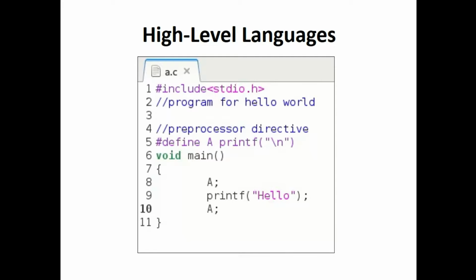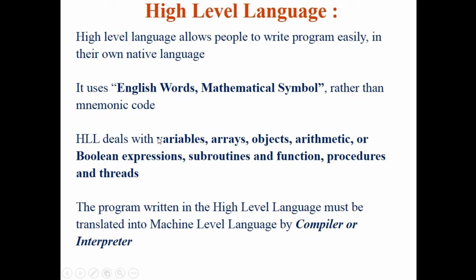So the next type of programming language is the high level language. This is an example of a high level language, that is, an example of C language. A high level language allows people to write programs easily in their own native language. It uses English words and mathematical symbols rather than mnemonic codes. HLL, or high level language, deals with variables, arrays, objects, arithmetic or boolean expressions, subroutines and functions, procedures and threads.